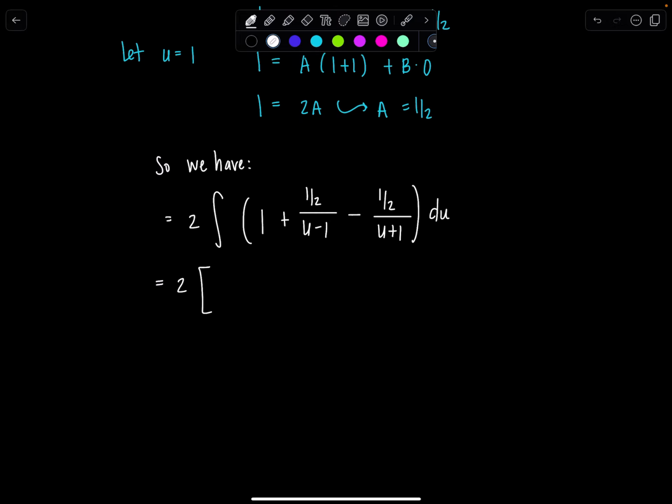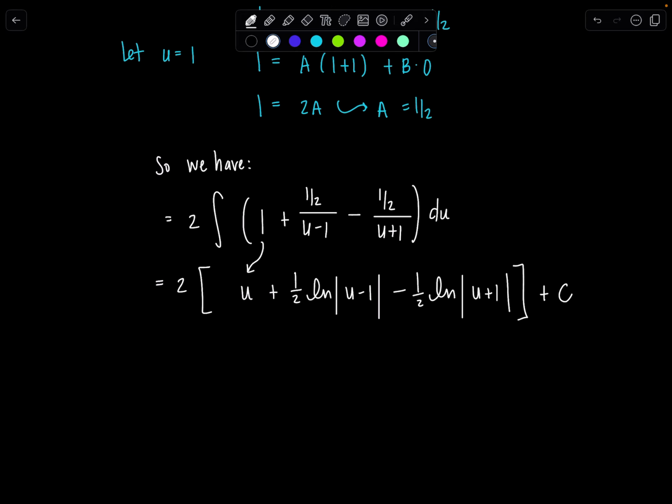2, antiderivative of 1 is just u. This 1/2 just comes along for the ride. You're going to have ln, absolute value, u minus 1. Same thing with the other 1/2, minus 1/2 ln, absolute value, u plus 1. And then right away put plus c, because we've already taken an antiderivative, so don't wait and put it at the very end. No.